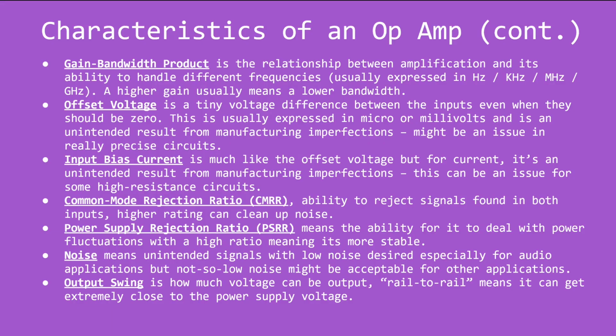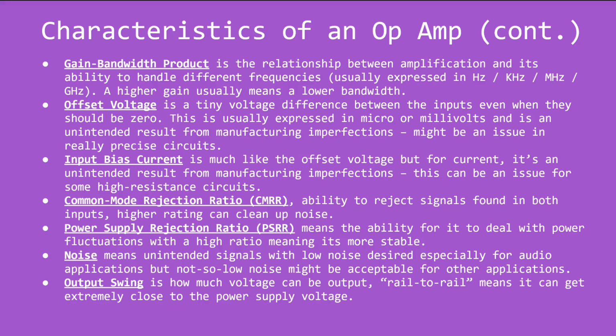Offset voltage is a tiny voltage difference between the inputs, which in an ideal op amp would be zero, although it's inherent in any real world model. It comes from manufacturing imperfections, and it's usually just micro or millivolts, but that can be problematic in really precise circuits. Input bias current is basically the same thing, but for current, again, just an unintended consequence of manufacturing imperfections, though it can be an issue with high resistance circuits.